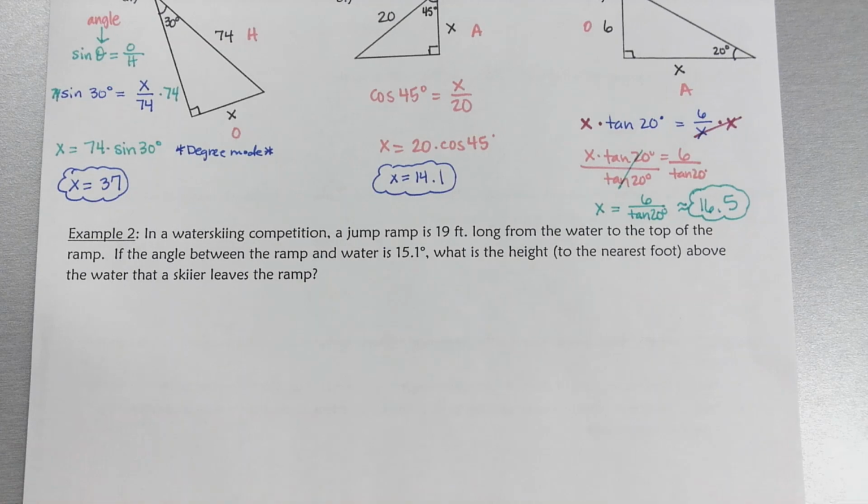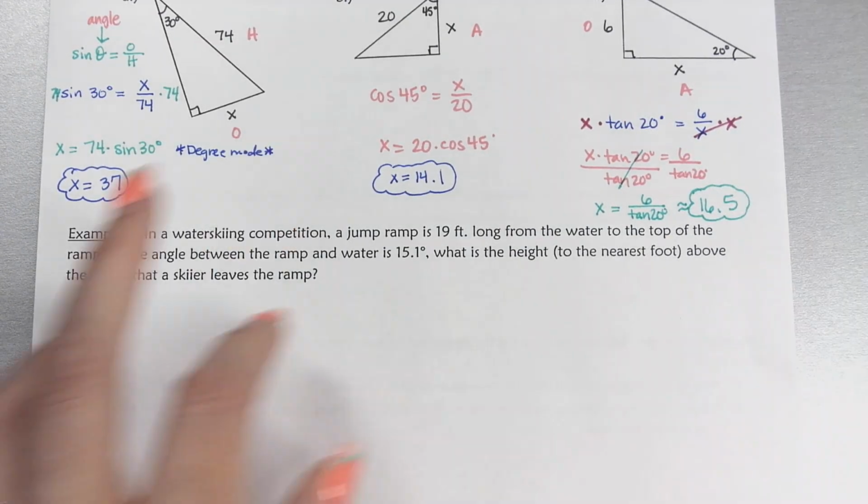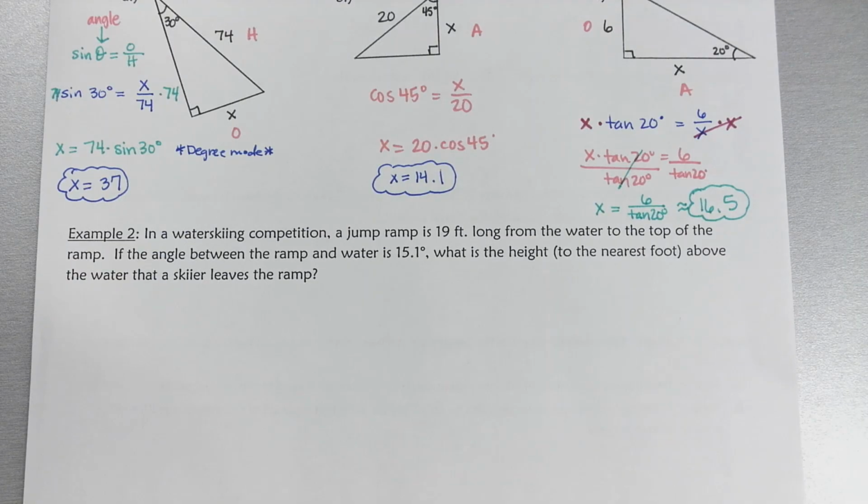Okay, now we're going to do some story problems. Do you guys remember, did you do story problems in geometry? Okay, so in a water skiing competition, a jump ramp is 19 feet long from the water to the top of the ramp. If the angle between the ramp and the water is 15.1 degrees, what is the height to the nearest foot above the water that a skier leaves the ramp?